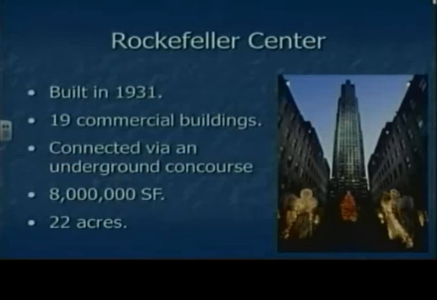Rockefeller Center. Interestingly enough, when the Rockefeller family proposed this, there was not a bank in America that would lend them money. This was entirely built with private funds. Built in 1931, it consists of 19 commercial buildings connected via an underground concourse, i.e. that idea of walkability. It's 8 million square feet on 22 acres.